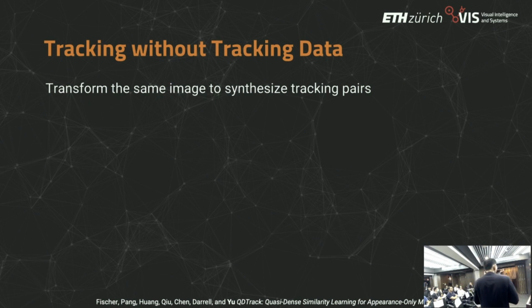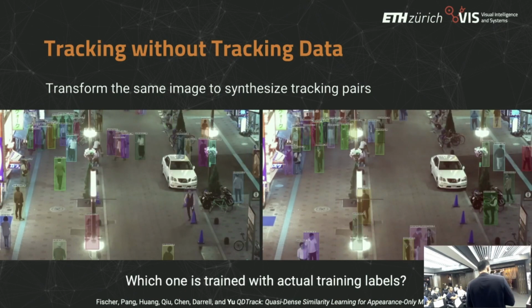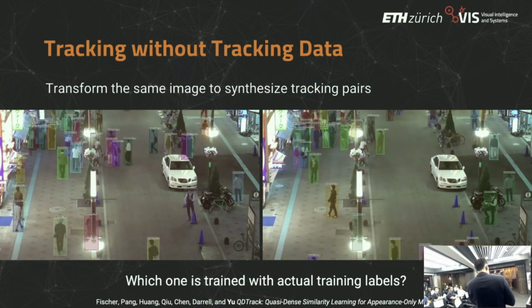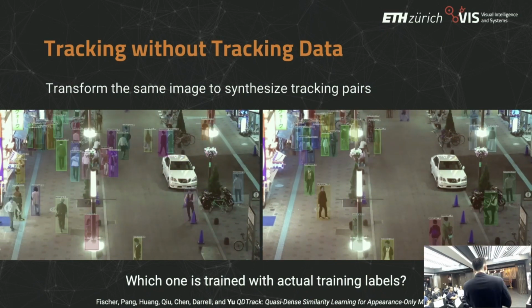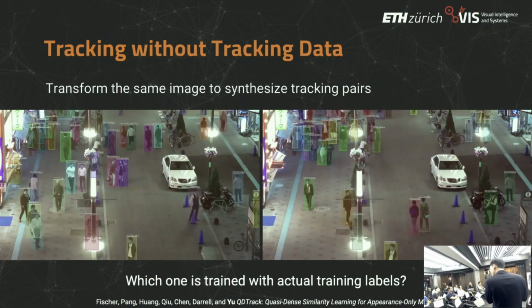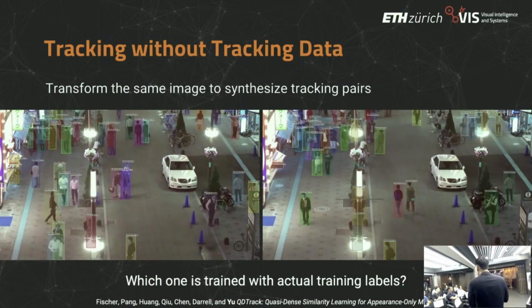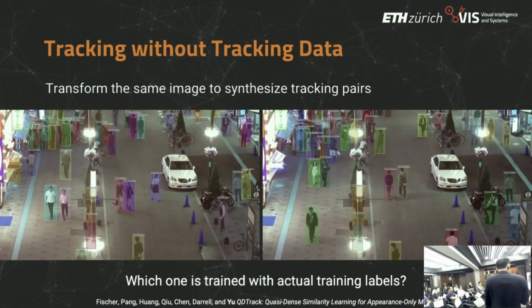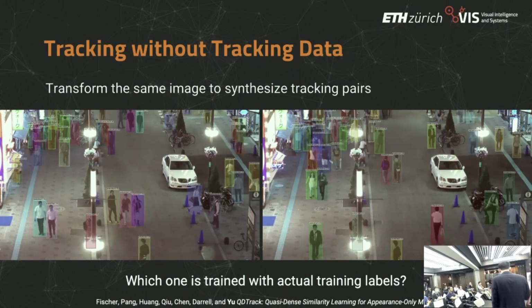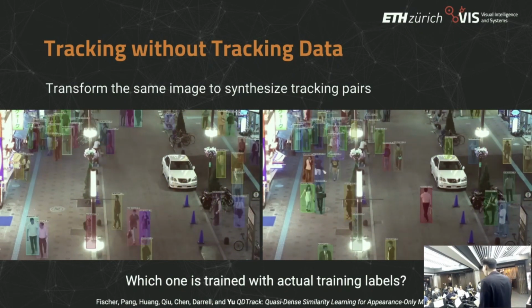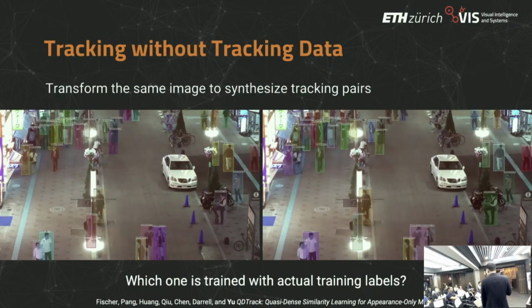This is what we call, basically, we use data augmentation to synthesize tracking pairs and then use those tracking pairs to train our model instead of using real video labels. And here's the comparison. You can see that it's very hard to tell which one is better. But one is trained with tracking labels, the other is trained only with image labels. So you can see that it's very hard to spot the difference. And on the quantitative study, the performance is also very similar.